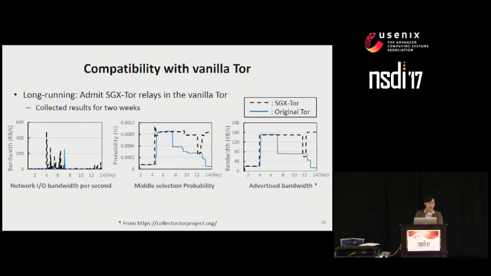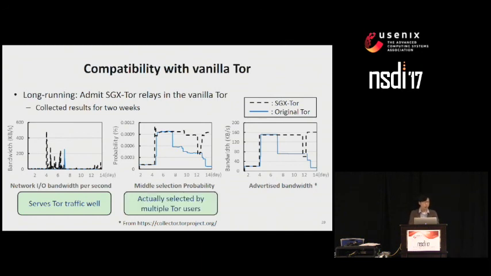Finally, we verify whether SGX-Tor is compatible with vanilla Tor and works correctly. We admit SGX-Tor relays in the existing Tor network and collect results for 2 weeks. As the leftmost figure shows, the SGX-Tor relay serves Tor traffic well. Also, it is selected as a middle relay by multiple Tor users. Finally, the SGX-Tor relays are listed in the published consensus document. It also acquires the fast and stable flags similar to the original Tor. Therefore, the result highlights the fact that we provide incremental deployability of SGX-Tor.